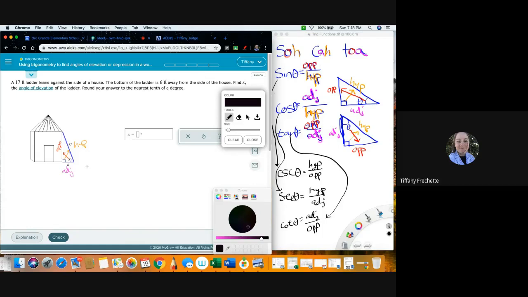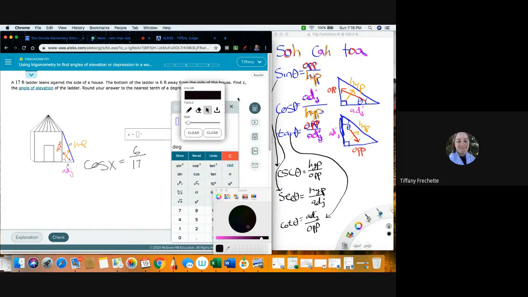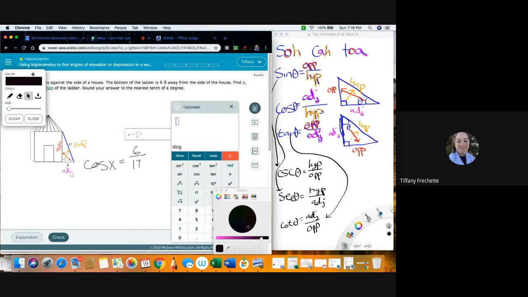So adjacent and hypotenuse says I'm going to use cosine. So cosine of x equals adjacent over hypotenuse. So now I'm going to go grab my calculator. So I'm going to have 6 divided by 17 equals. Don't unhighlight it. Immediately hit arc cosine. And that will tell you what this next piece has to be.